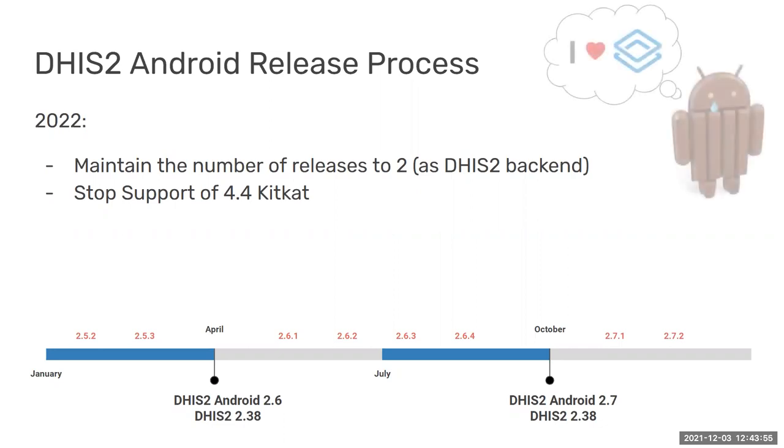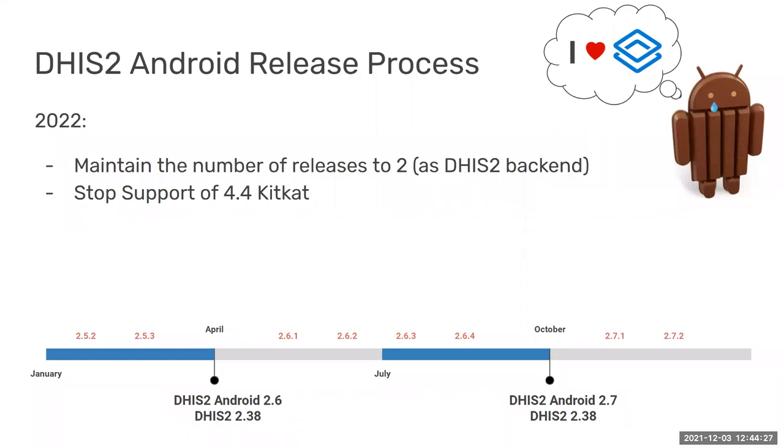The important thing is that from 2.6, from the versions released in April next year, we will stop supporting Android 4.4 KitKat. We have been delaying this decision as much as we could, but at this point it's not compatible. Some libraries that this version uses are not supported anymore, and we have to discontinue the support.